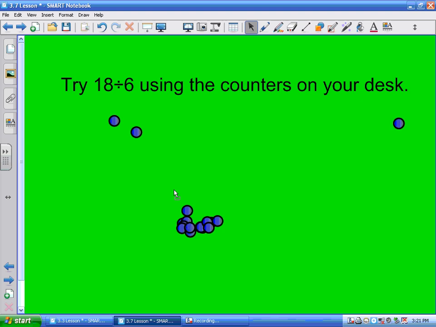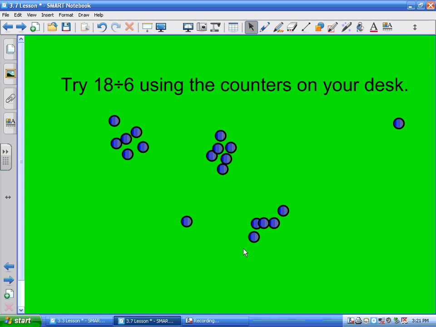Groups of 6. So I'm going to start with my first group over here. 1, 2, 3, 4, 5, and 6. That's a group. 1, 2, 3, 4, 5, and 6. And 1, 2, 3, 4, 5, and 6. So 18 in groups of 6, 18 divided by 6, is equal to 3.